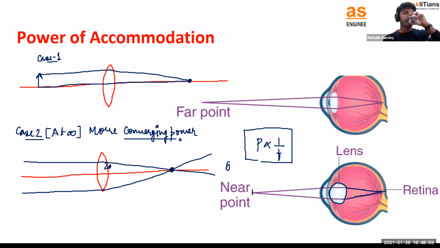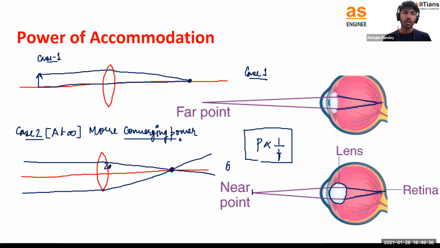Right? Similarly, in case one, I have something which is very far, and for that I need more power of accommodation. So the ciliary muscles have expanded the lens like this, and due to expansion, the focal length will decrease, and if the focal length decreases, the power will increase, correct? Now if the power increases, the convergence power of the rays will increase. For example, this ray will be more convergent as compared to this.